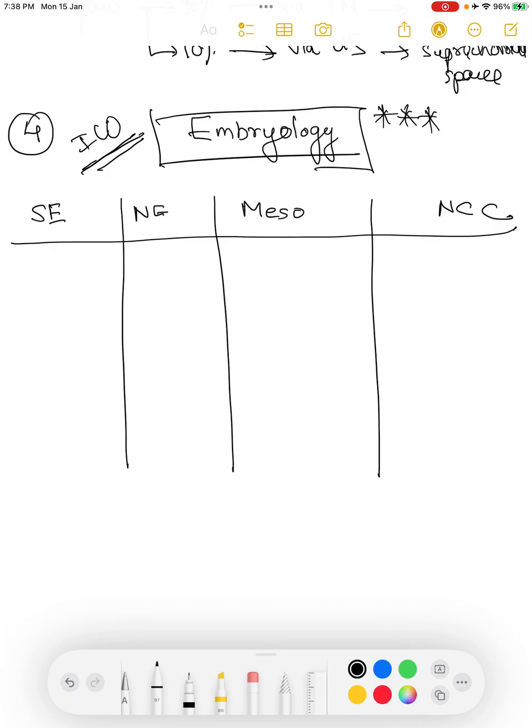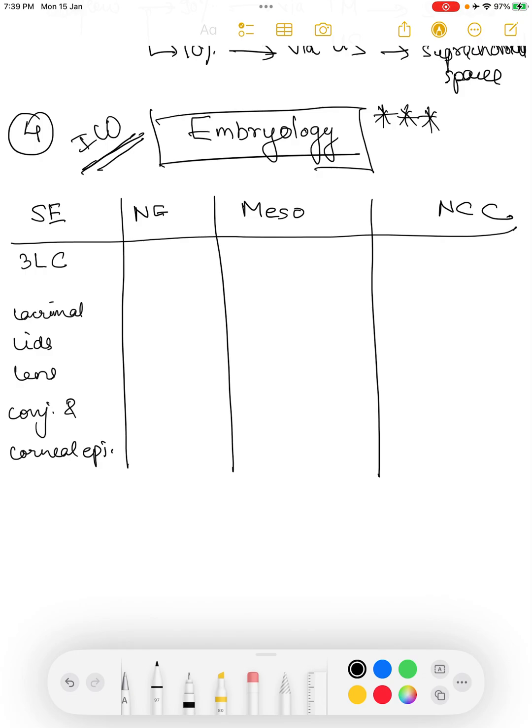So, coming to the first one, surface ectoderm derivatives, we have 3LC: lacrimal apparatus, lids and their glands, lens, conjunctiva and corneal epithelium. See, the concept is anything which is outside epithelium will come from ectoderm. Muscles come from mesoderm. There are some exceptions, definitely.